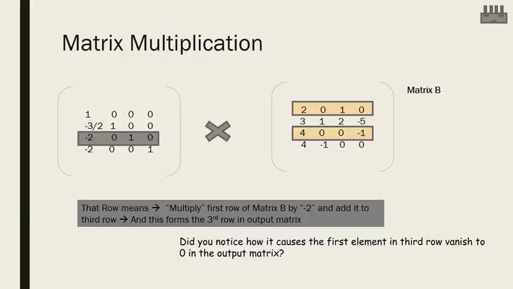Just look at this. It says take minus 2 weighted first row in matrix B and the third row in matrix B without any weighting, just a unit weight, and add them together. This will form the third row in the output matrix. And again, you can see that it eliminates the first element in the first column of the resultant row.